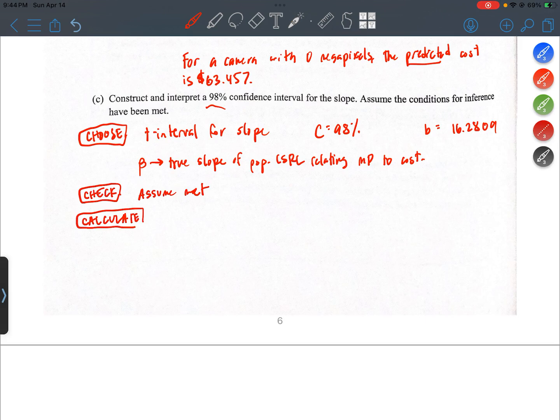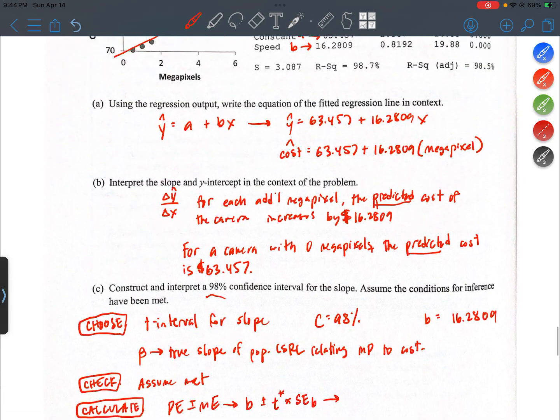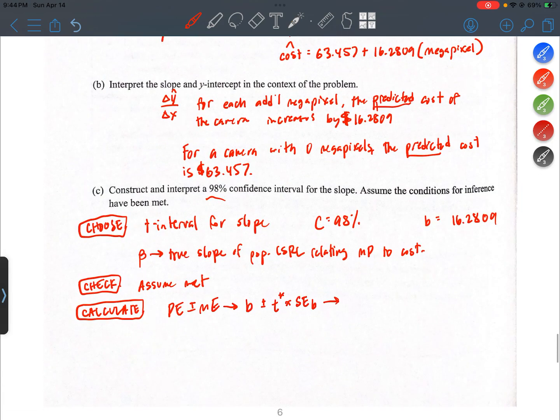Okay, then we can go on to the calculation step. General formula, point estimate plus or minus margin of error. Specific formula: b is our statistic, plus or minus t star is our critical value, and then SEb represents the standard error. Our statistic is 16.2809, plus or minus our critical value.